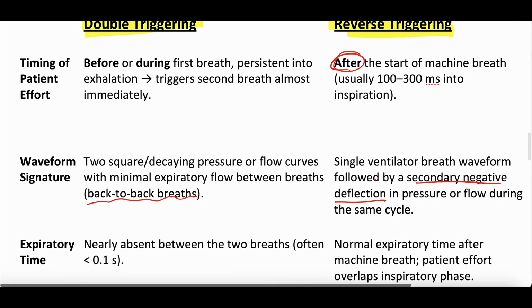Expiratory time. The expiratory time in double triggering is nearly absent, right? Because they are not exhaling, they're still inhaling even when the ventilator wants them to exhale. Whereas in reverse triggering, there's usually a normal amount of expiratory time after the machine breath. Patient effort usually overlaps the inspiratory phase, and this will make more sense with those scalars.